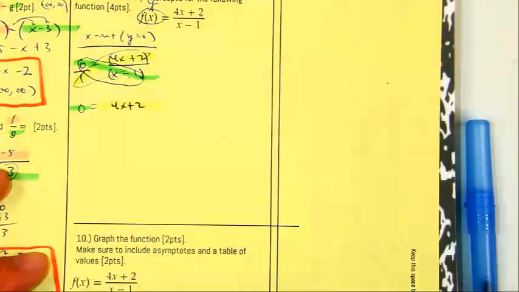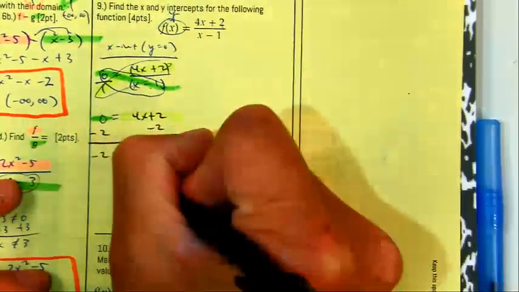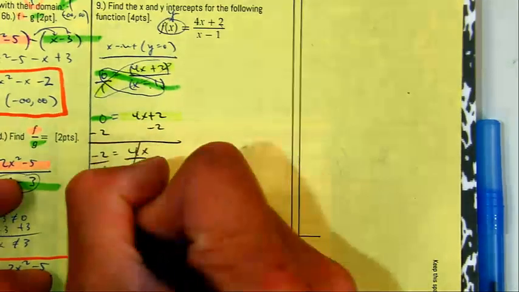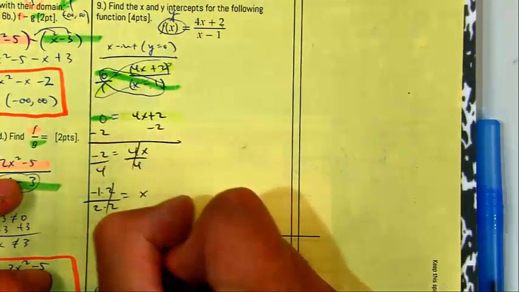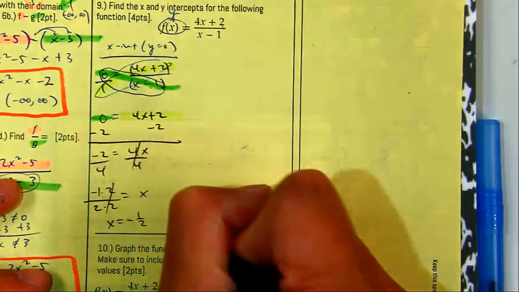And then there I can just solve for x. Subtract 2, and then divide by 4. This is negative 1 times 2, 2 times 2. Your 2's cancel. X is equal to negative 1/2, which gives you the ordered pair negative 1/2 comma 0.